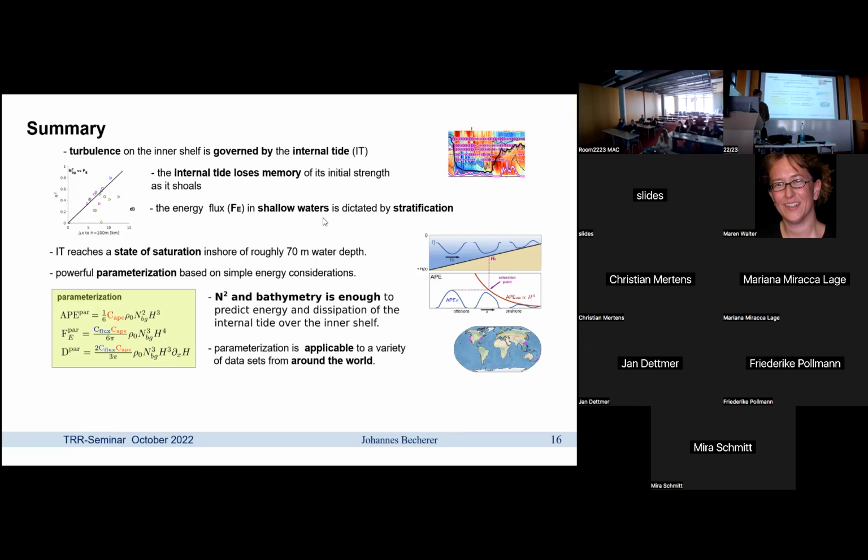We could explain this with this concept of the saturated state of the internal tide, where the state of saturation for our data set was approximately reached at about 60, 70 meters or so. We could use this to construct a quite powerful yet simple parameterization for energy of the internal tide on the shelf. Right? We only need stratification and bathymetry as input parameters.